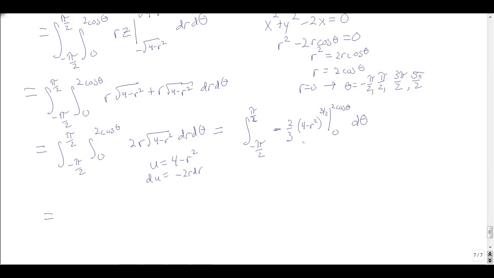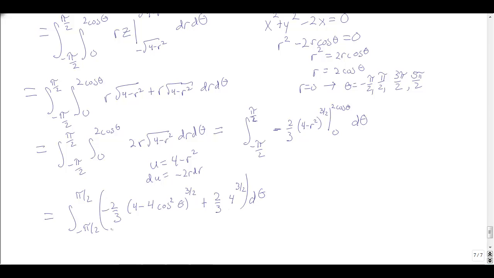And what we get, let's see when we plug in, we get a negative 2/3. Whoops, we get an integral from negative pi over 2 to pi over 2. Now we get a negative 2/3. When you plug in 2 cosine theta, you're going to get 4 minus 4 cosine squared theta to the 3/2. And then when I plug in a 0, I have to remember to do that. I'll get a plus 2/3. This will just give me a 4 to the 3/2.